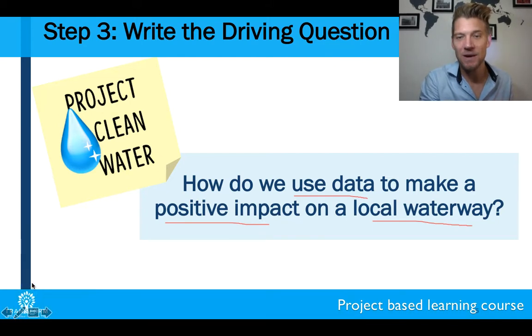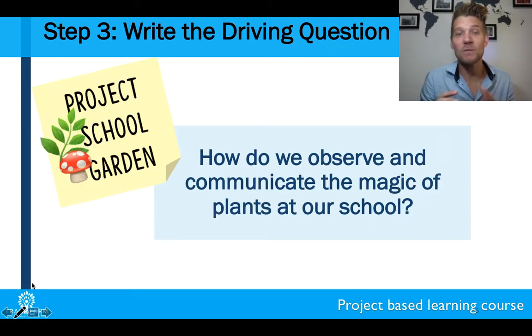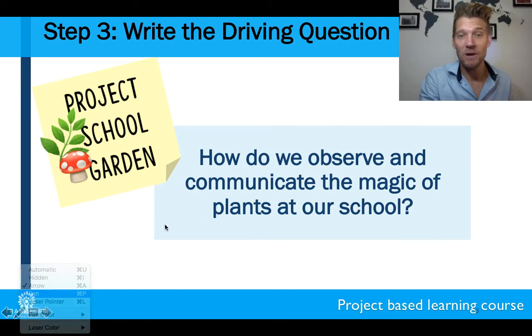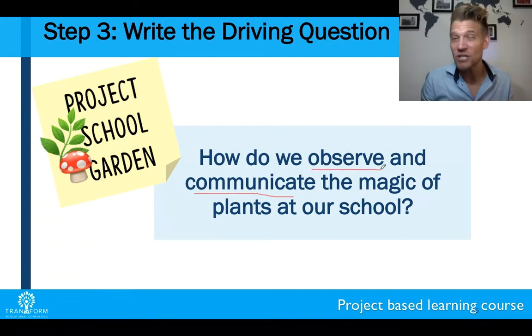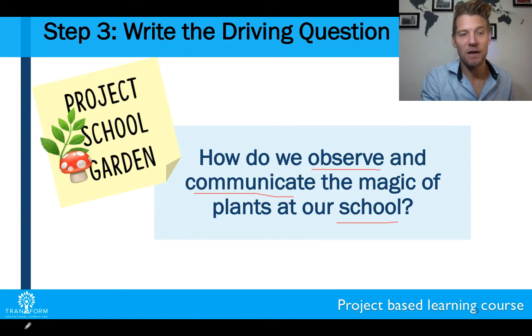Let me go back here to my arrow. And this was, how do we observe and communicate the magic of plants at our school? Again, we like this one because it's communicate, observe. It's going to get kids questioning right away, well, what does observation of plants look like? How do we observe plants grow? At our school, keeps it confined to that area so they can look very specifically at what the conditions are for plant growth at the school.